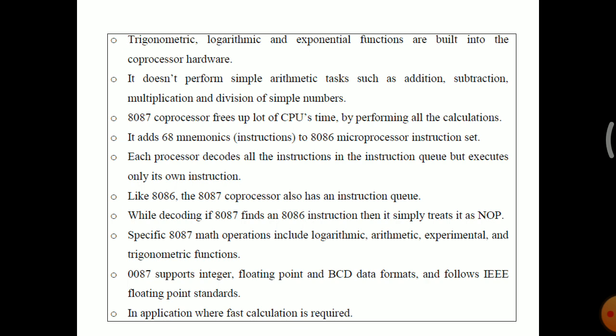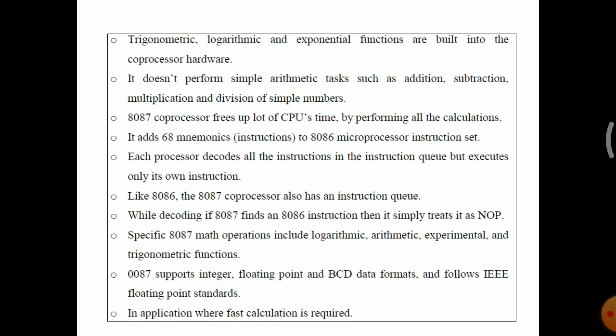What does it do? It does only the complex functions or calculations. What does it not do? Some simple operations, some simple arithmetic tasks such as simple addition, subtraction, multiplication and division on simple numbers, will not be performed by the 8087 math coprocessor. Those simple operations will be taken care of by the 8086 microprocessor.